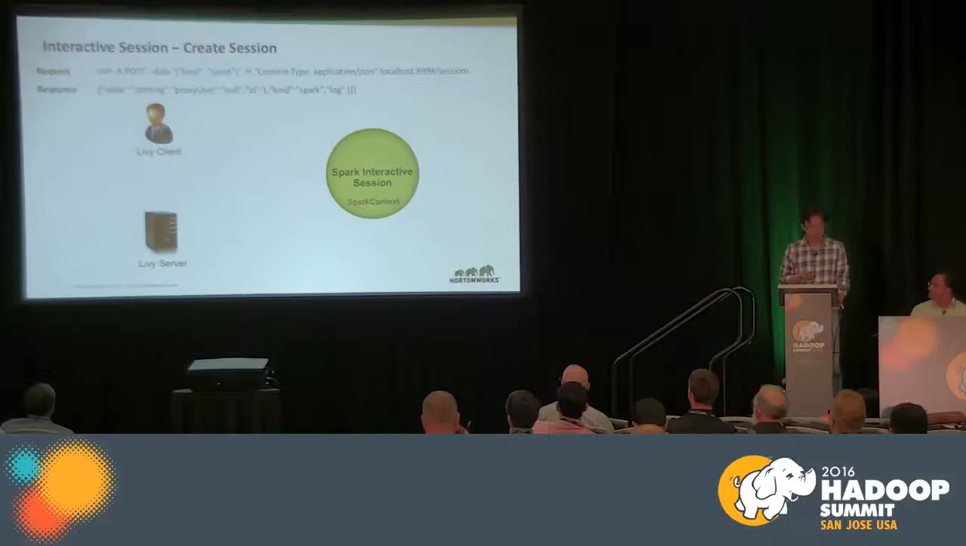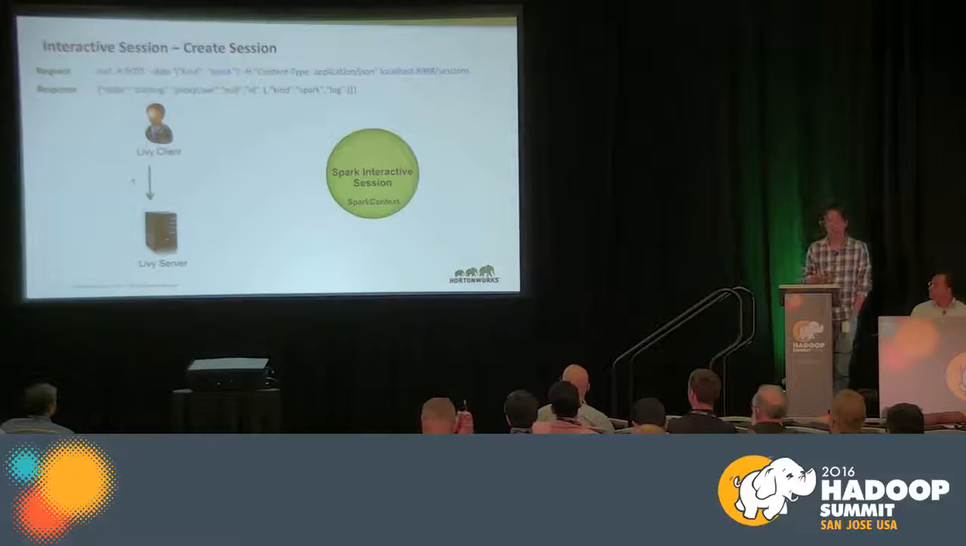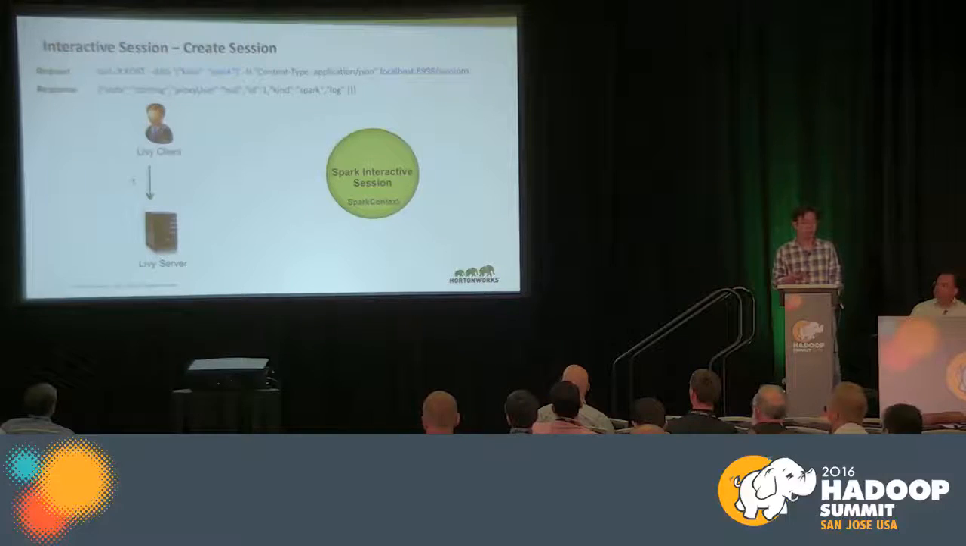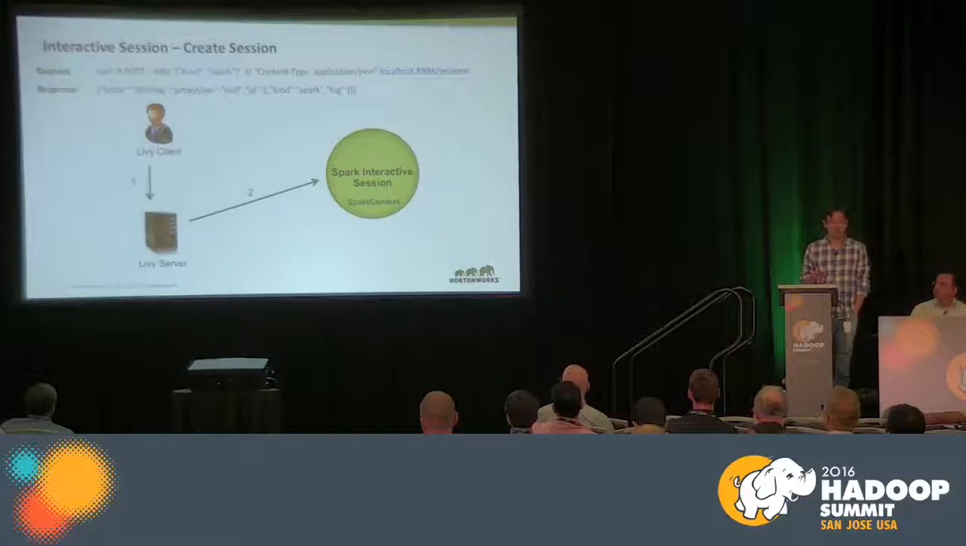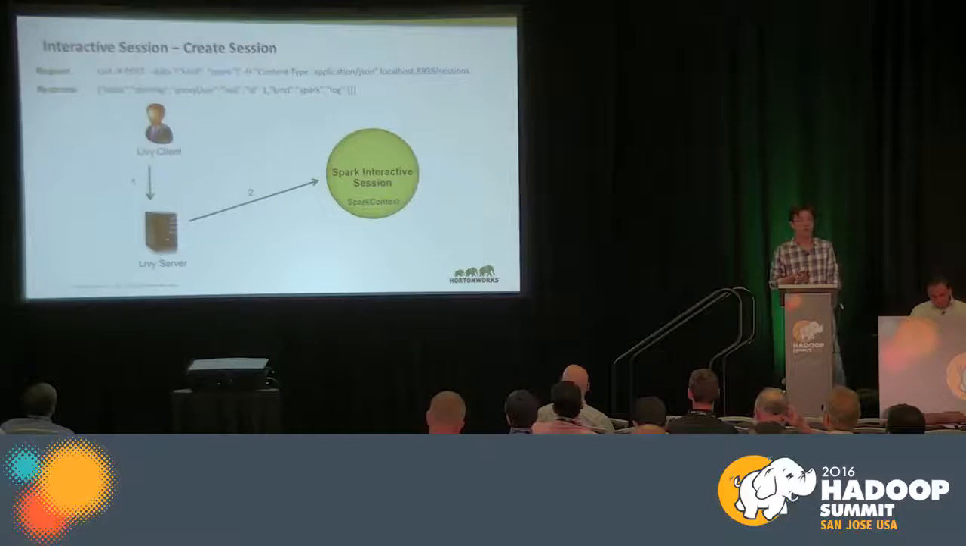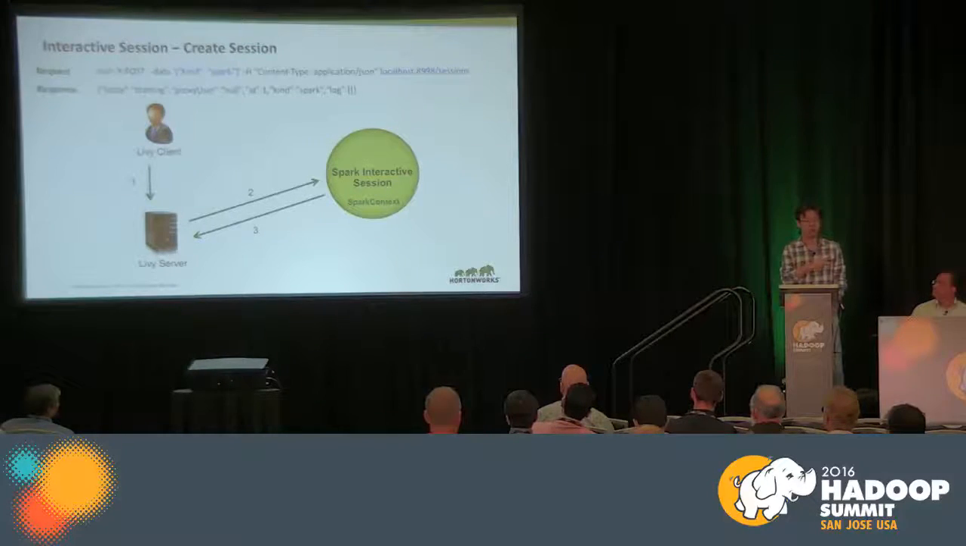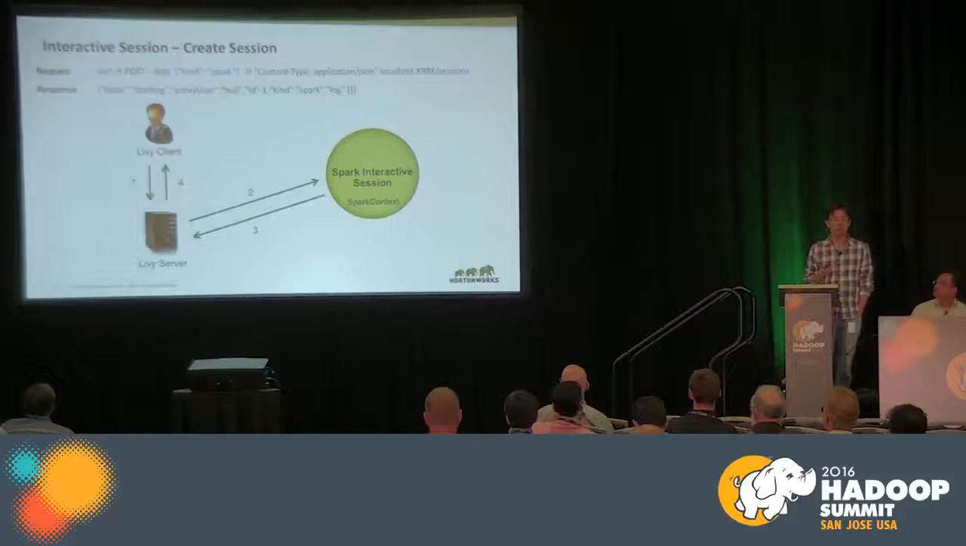So now let's see how that works. First, the Livy client sends this start request to the Livy server through the REST API. And then the Livy server will create that Spark interactive session. After that, the Spark interactive session it created will send back its address to the Livy server so that the communication between the Livy server and the Spark session can be established. So finally, the Livy server will send back the session state to the Livy client.